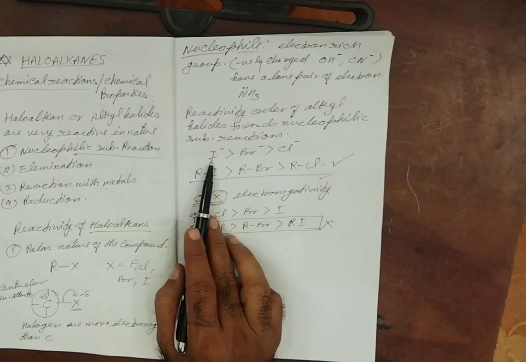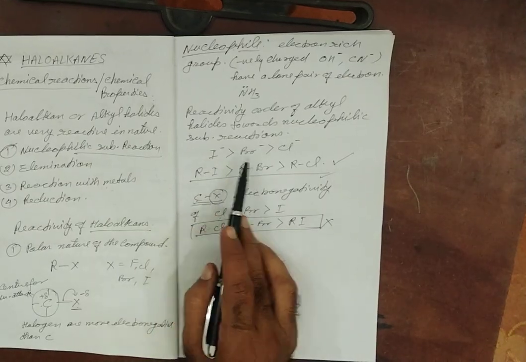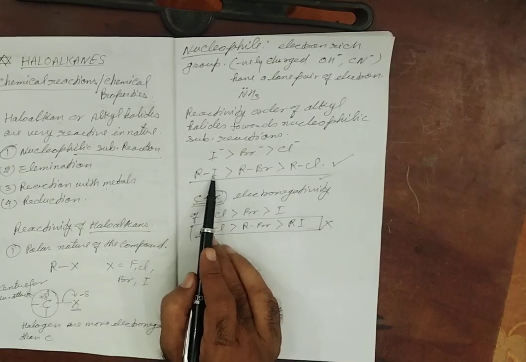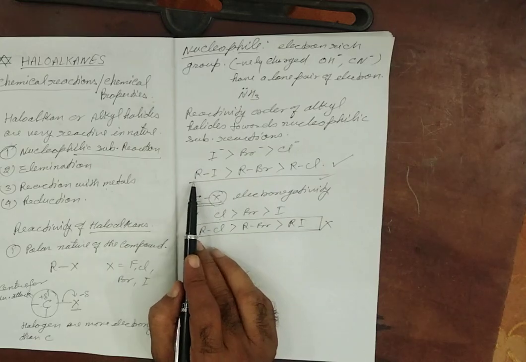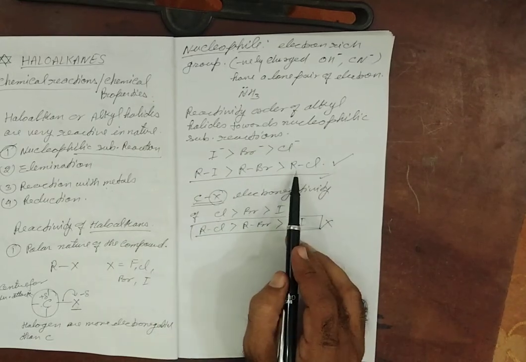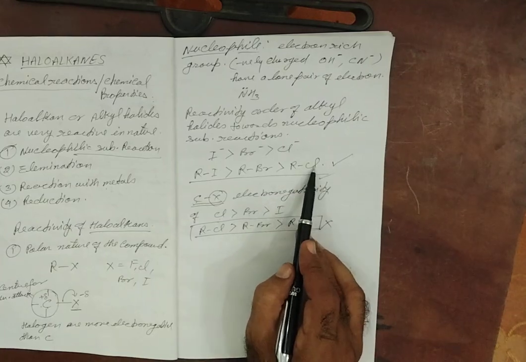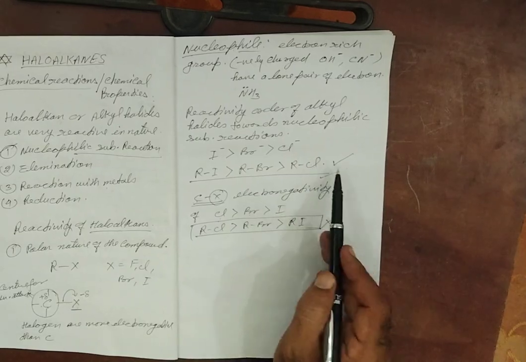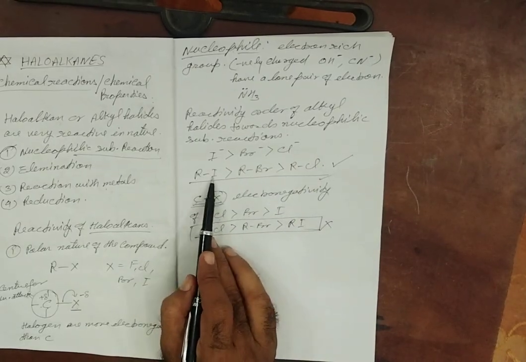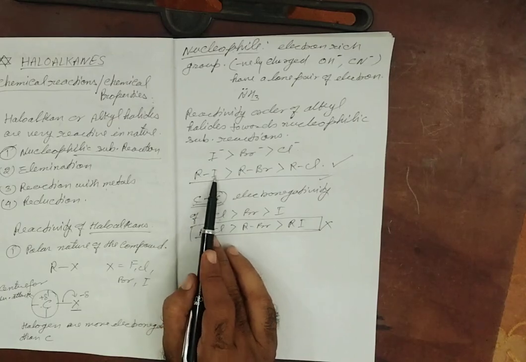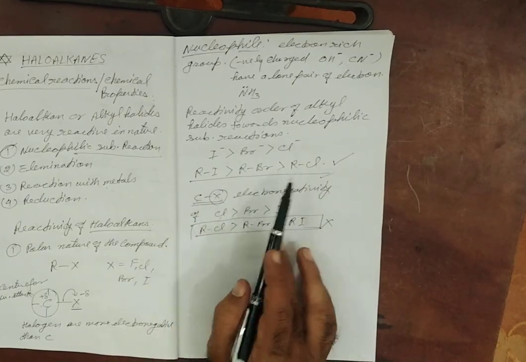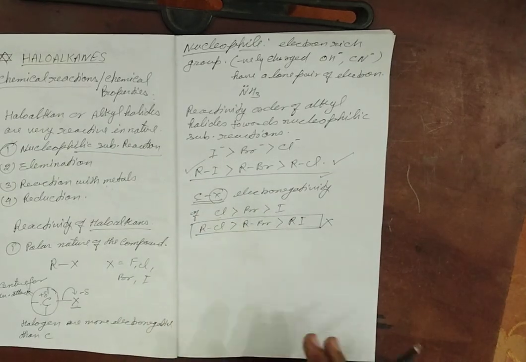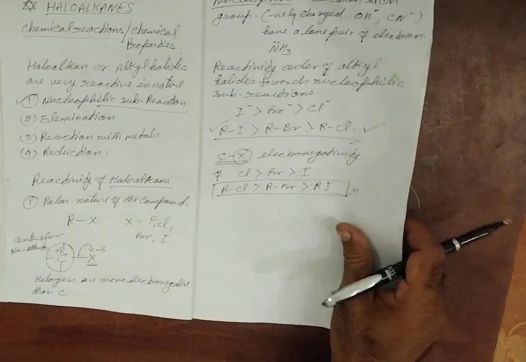Since iodine is the best leaving group and it is largest in size of all the halogens, the C-I bond is longest and its bond dissociation enthalpy is much lower as compared to C-Cl. The C-Cl bond enthalpy is about 324 kilojoule per mole, whereas for C-I it is about 214 kilojoule per mole. So the difference in bond enthalpies makes it more reactive towards nucleophilic substitution reactions.